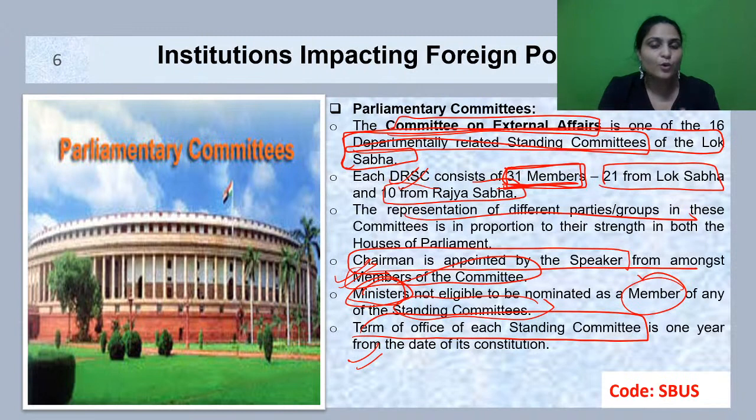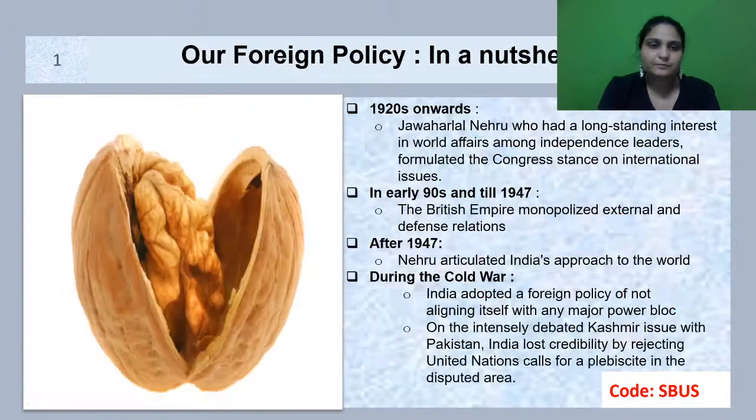I urge you to go and look at them better. It's a part of public administration and you should be aware of these departmentally related standing committees because they are a part of polity. It will definitely be there in the Lakshmikant. Go and visit it. That's your homework. So 2 homeworks for today. Look at the National Security Council and look at the departmentally related standing committees.